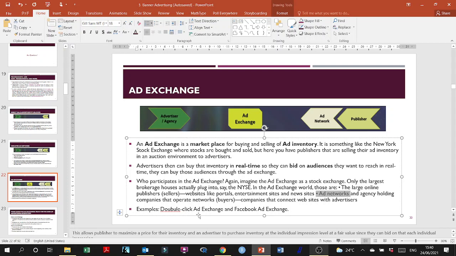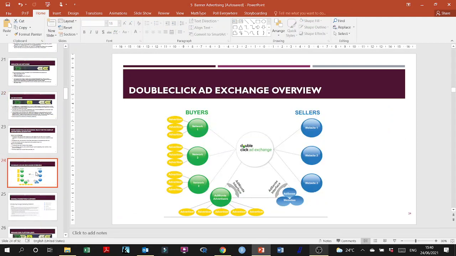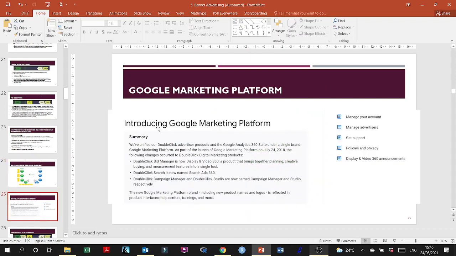We have the DoubleClick ad exchange and the Facebook ad exchange. Now the DoubleClick ad exchange has changed names, and as I showed you in class, the DoubleClick ad exchange is now in fact called Google Marketing Platform. In July 2018, they unified their DoubleClick advertiser products and the Google Analytics 360 suite under a single brand, which is the Google Marketing Platform. So this happened in 2018. It's still there, but it's all under one umbrella.